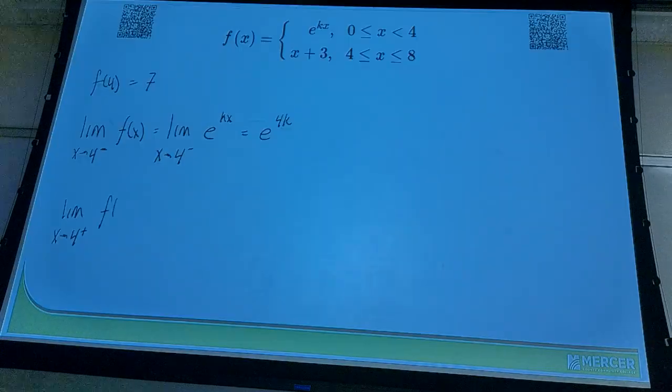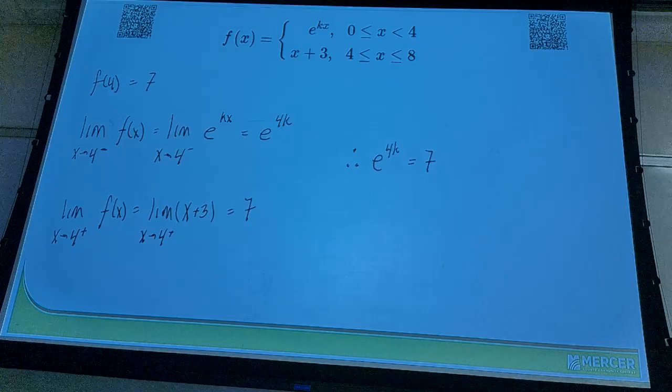Limit as x approaches 4 from the right. What piece do we have to use now? The bottom piece. And what's that limit? 7. Good, that actually equals f of 4, so that's good news. This means that e to the 4k has to equal 7, because the two limits have to be equal for the limit to exist.